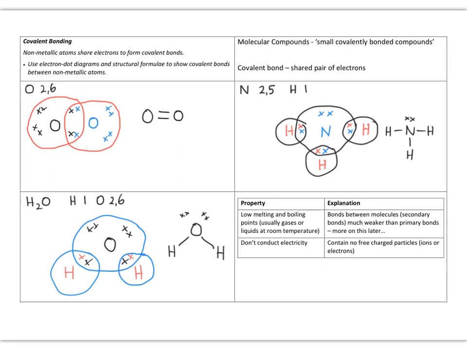But, say in water, we get very weak secondary bonds between this water molecule and all the other water molecules in water. We're going to talk a lot more about this in detail later, so you don't need to know the detail now, but be aware that these things do tend to have low melting and boiling points because of the weak bonds between molecules. They also don't conduct electricity because they contain no free charged particles. There's no free ions, there's no free electrons, so these in general can't conduct electricity. So that's covalent bonding.